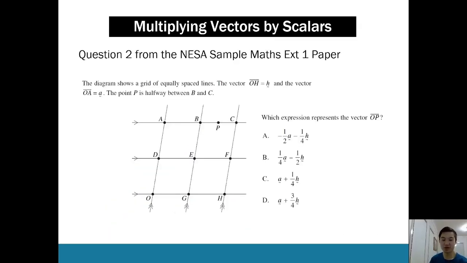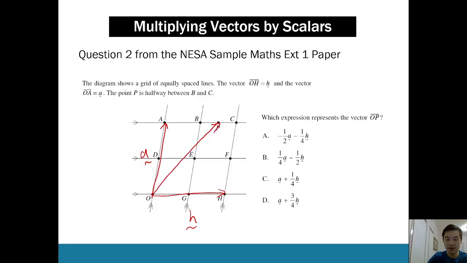So this is question 2 from the sample NESA Extension 1 paper. So we have a grid of equally spaced lines. The vector OH is H. So this vector we said is H. And the vector OA is A, like that. So we're asked which expression represents the vector OP. So we want to get this vector OP here.